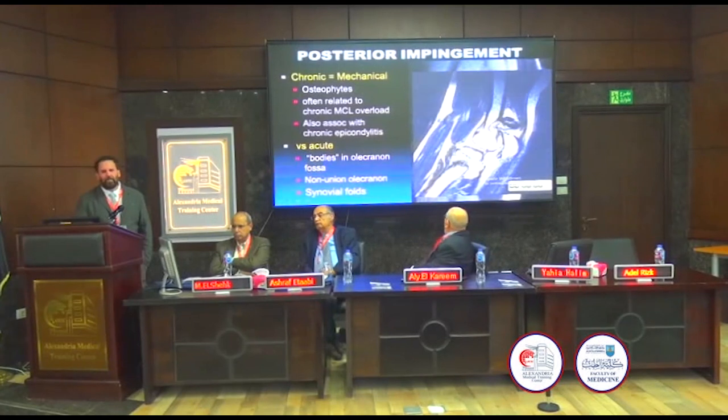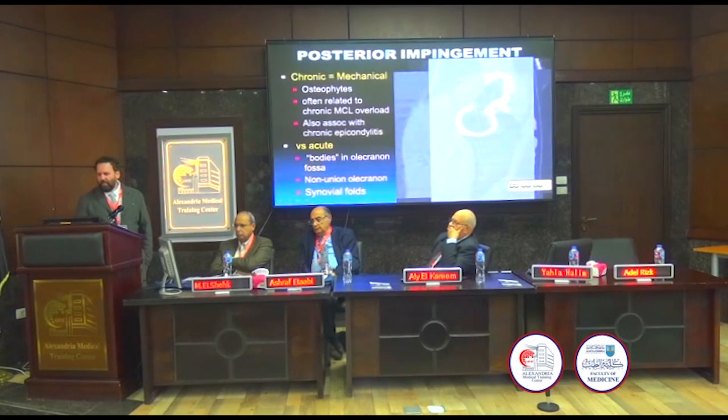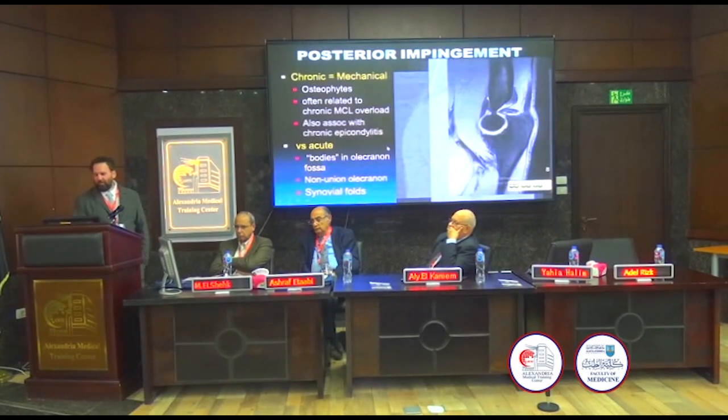You see the body? Yes? Causing impingement. Here's an osteophyte causing impingement, a lot of osteophytes in that elbow. And here's that plica that we showed you earlier, causing posterior impingement.